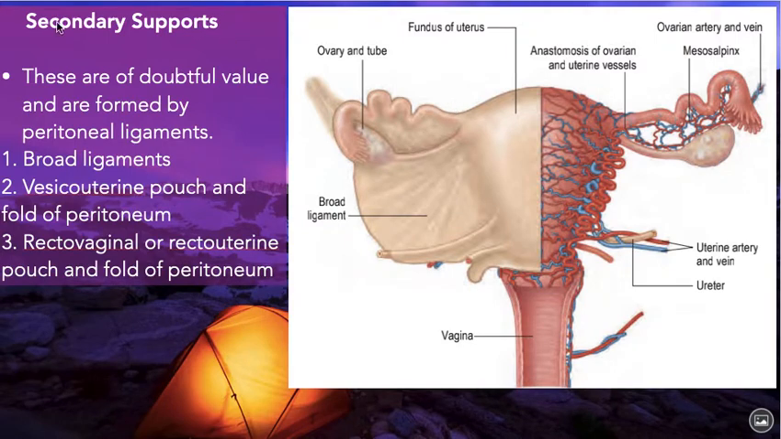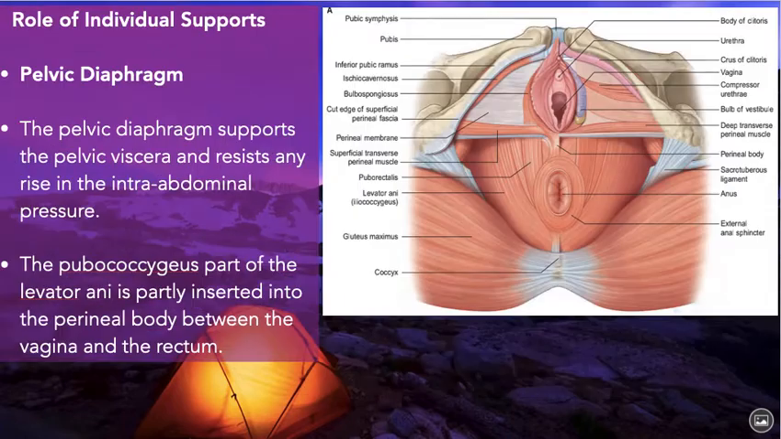The secondary supports are of doubtful value and basically are formed by the peritoneal ligaments like the broad ligament, the vesico-uterine pouch and fold of peritoneum, and the rectovaginal or recto-uterine pouch and fold of peritoneum. Now, the role of individual supports. So let's come to the pelvic diaphragm.